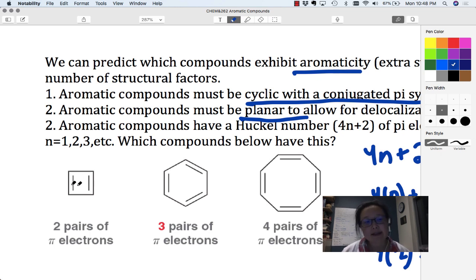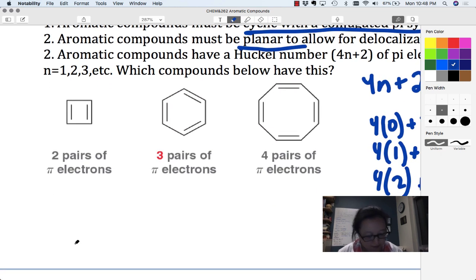All right, so then I look at this and I say 2, 4. So 2 pi electrons here and 2 more here. 2 pairs of pi electrons is 4 pi electrons. This molecule has 4 pi electrons. Is that a Hückel number?